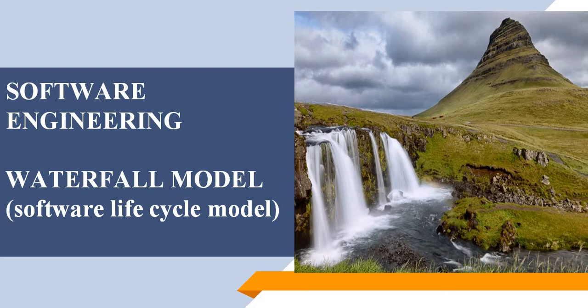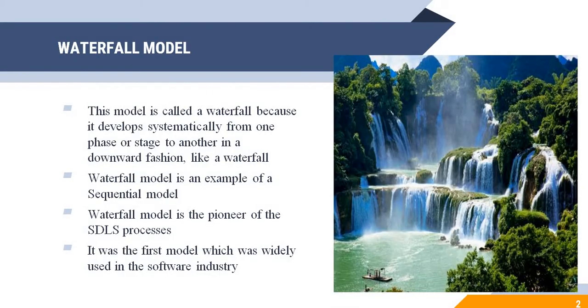Today we are going to see about the waterfall model and software lifecycle model. This model is called the waterfall model because it develops systematically from one phase or stage to another in a downward fashion, like a waterfall. Waterfall model is an example of a sequential model. Waterfall model is the pioneer of the SDLC processes. It was the first model which was widely used in the software industry.